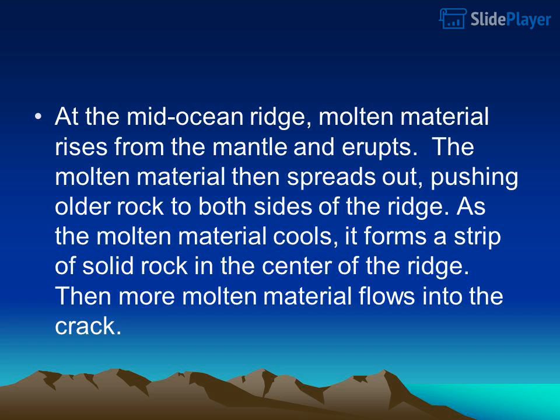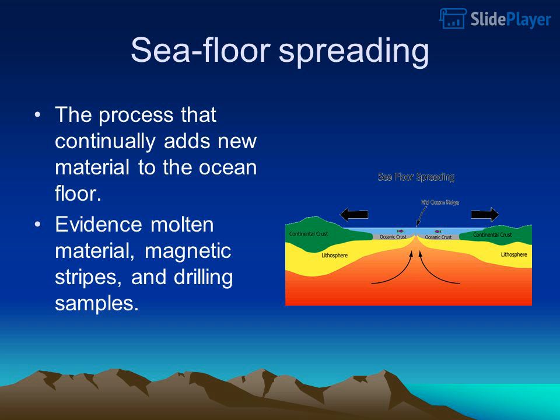At the mid-ocean ridge, molten material rises from the mantle and erupts. The molten material then spreads out, pushing older rock to both sides of the ridge. As the molten material cools, it forms a strip of solid rock in the center of the ridge. Then more molten material flows into the crack. Seafloor spreading is the process that continually adds new material to the ocean floor.